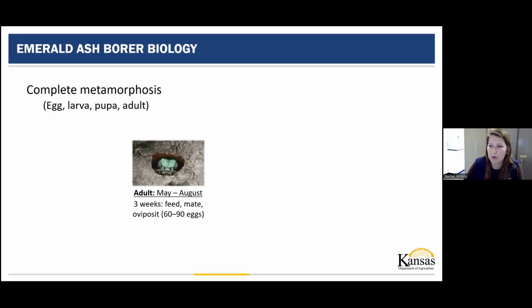For emerald ash borer, the adults can be found from May through August. They'll emerge from the ash tree, and then they'll live for about 3 weeks. During that time, they will feed on the ash leaves, they will mate, and then the females will begin to lay eggs. A single individual female can lay about 60 to 90 eggs.